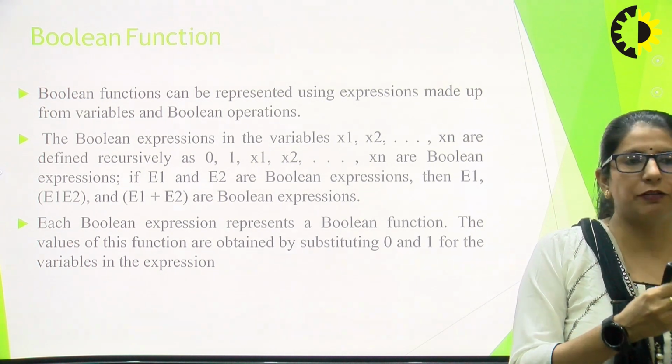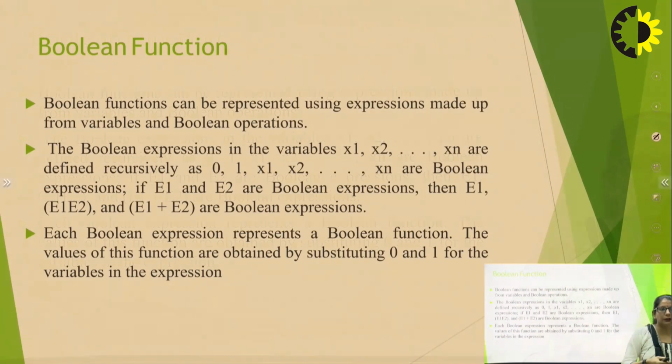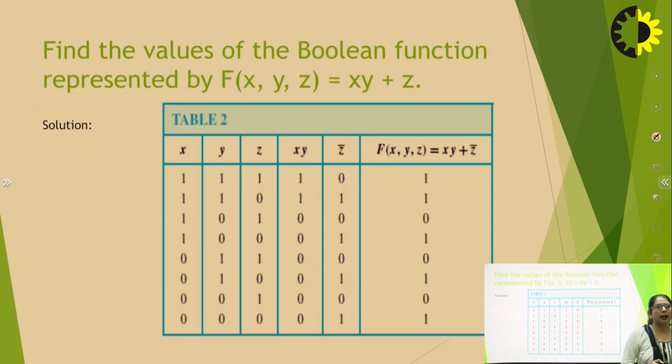For example, we have variables from x1 to xn, then the expressions are recursively defined on them using 0 and 1. So the Boolean expressions are E1 dot E2 or E1 plus E2. Each expression represents a Boolean function. The value of these functions is obtained by substituting either 0 or 1 for the variables in the expression. For example, let us consider this Boolean function f defined on the three variables x, y and z, and that is equal to xy plus z bar.